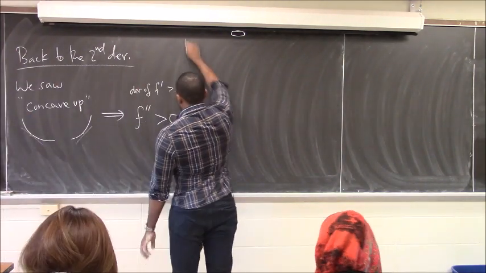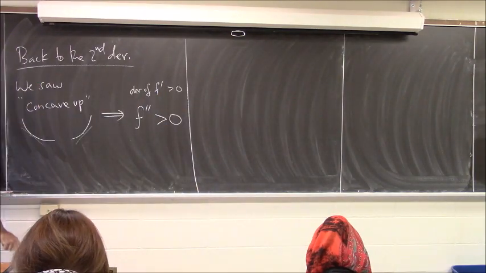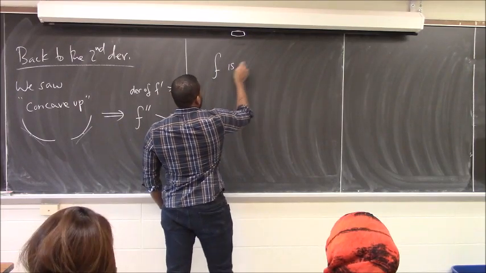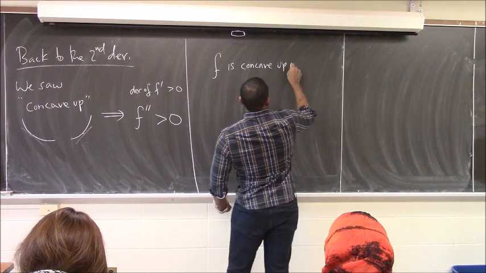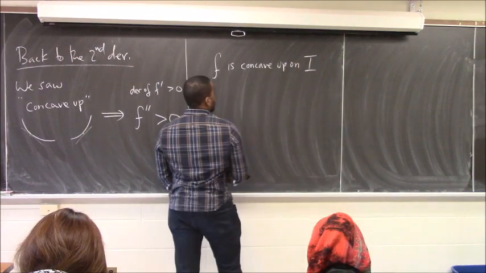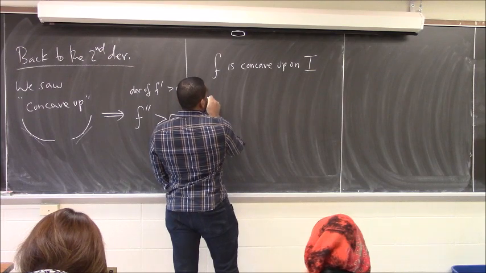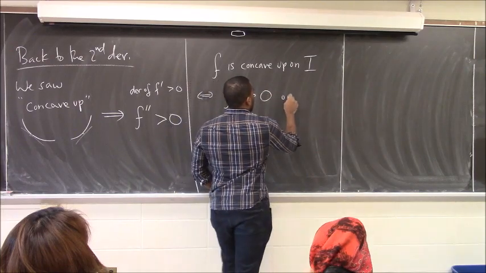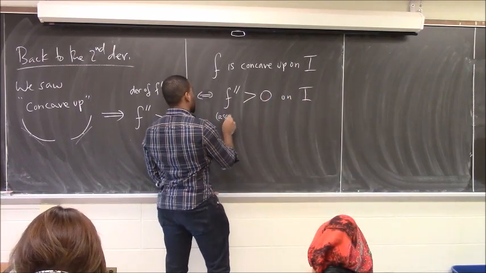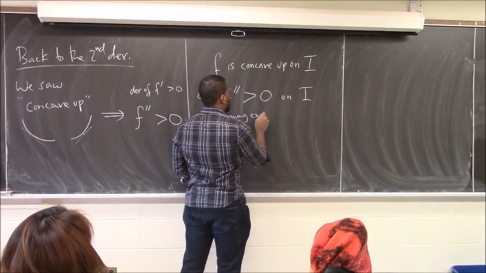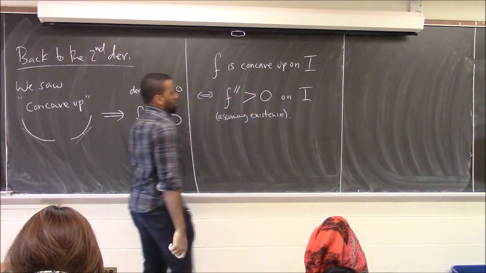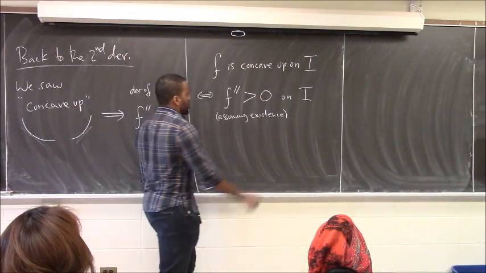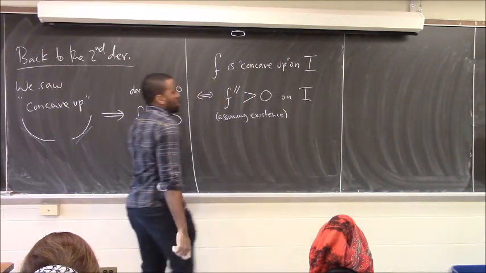So we can now say the following conclusion. F is concave up on I if and only if its second derivative is positive on I. Of course, we're assuming existence here. Okay. So we're assuming our function is continuous. It's just continuing to do whatever it's doing, and we want to talk about a certain kind of shape that we call concave up.